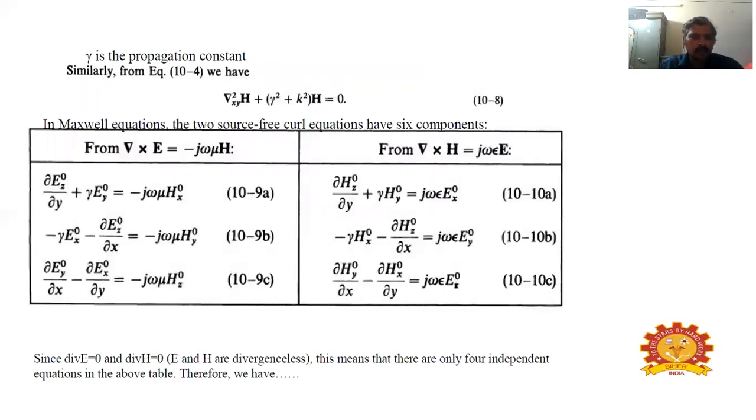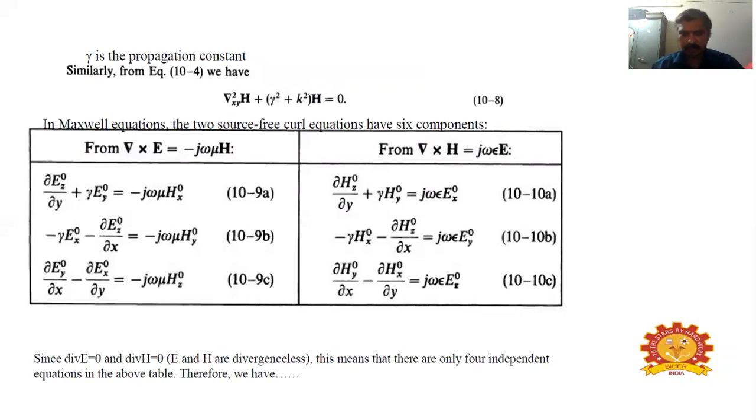So as you know, we already know about the three constants: alpha being the attenuation constant, gamma the propagation constant, and beta the phase constant. Similarly, from the equation, we have del squared xy of H plus gamma squared plus k squared into H is equal to zero.